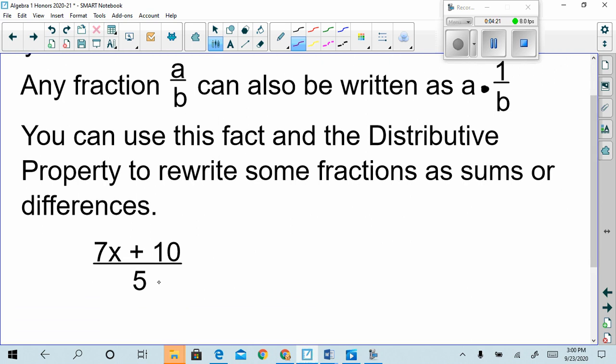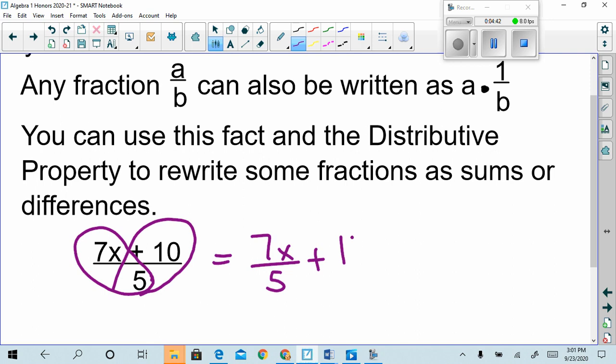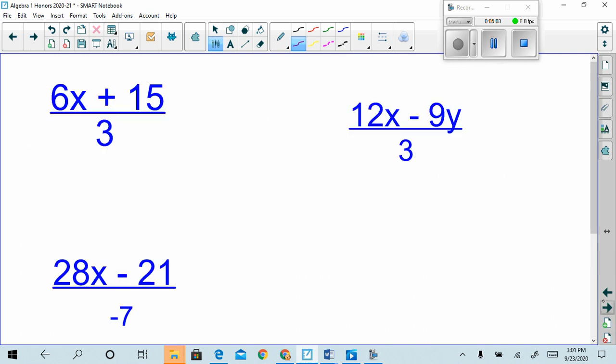I take this problem and I'm thinking that this is 7x divided by 5 and 10 divided by 5. It's sharing that 5. It's sort of like the distribution with multiplication. And I say sharing and it forms sort of a heart, so it kind of reminds you that you're sharing. So this will give me 7x divided by 5 plus 10 divided by 5, which I see I can simplify. That's going to give me 7x divided by 5 plus 2. So again, we can use the distributive property as well as our facts about division to simplify expressions that are dividing by a sum or a difference.